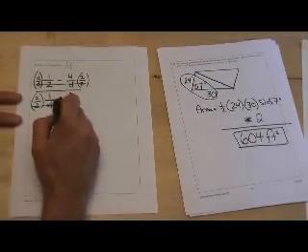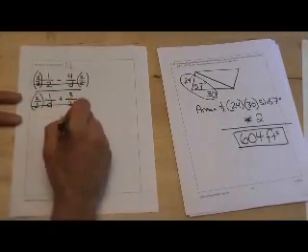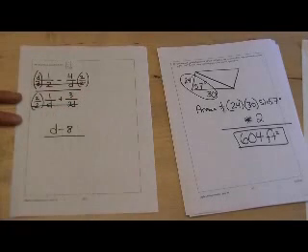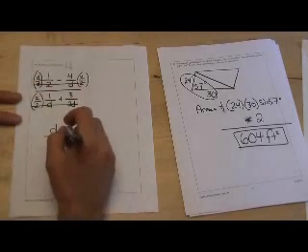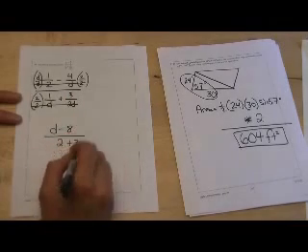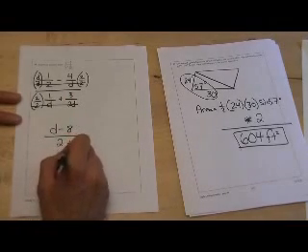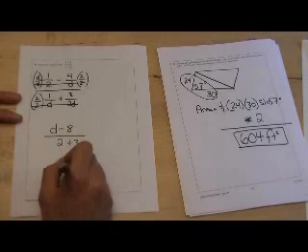So all that's left up top is D minus 8. And down below, 2 plus 3. So D minus 8 all over 5.